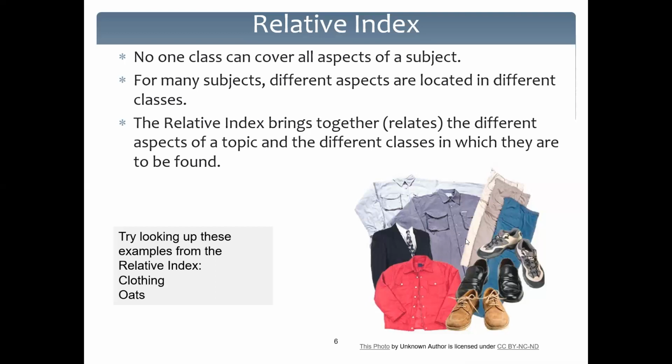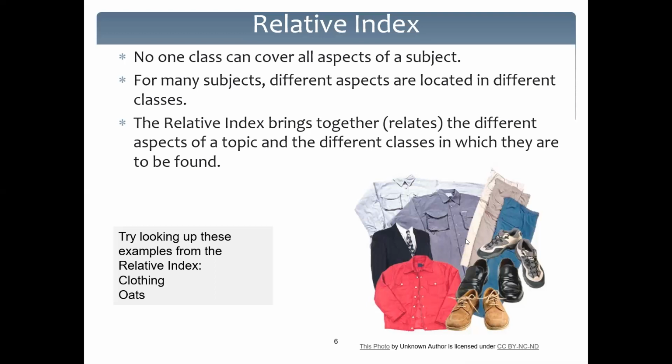You might try looking in the relative index for clothing, or you might look in the relative index for something like oats. So pick something that's very general that will go across multiple disciplines, and you will then get a better sense of how the relative index can help you. So if you had a book on clothing and you were trying to figure out where might it fit, which part of Dewey could it fit in, then the relative index can really help you.